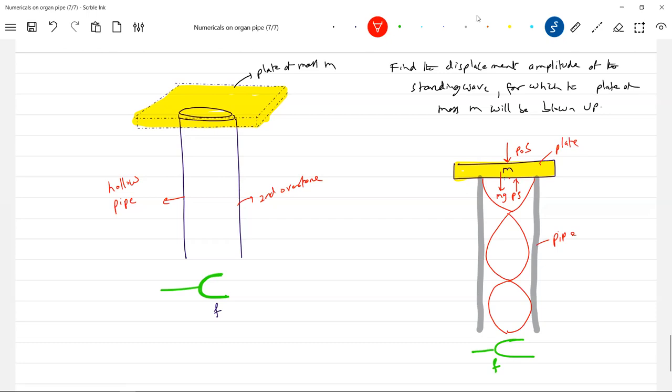So let's go for that one. For the plate to blow up, PS should be equal to P naught S plus mg. What is P? I should write P naught plus 2BAk, when the displacement amplitude of standing wave is asked. Displacement amplitude, so that should be equal to 2A is what is asked. Because maximum pressure amplitude, so what we write is delta P m.